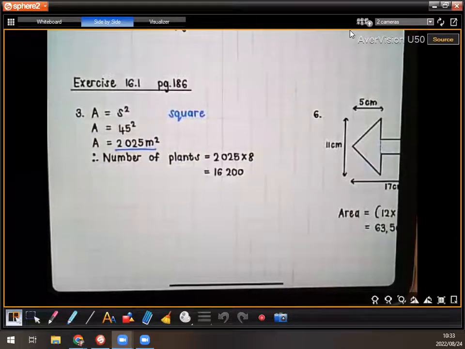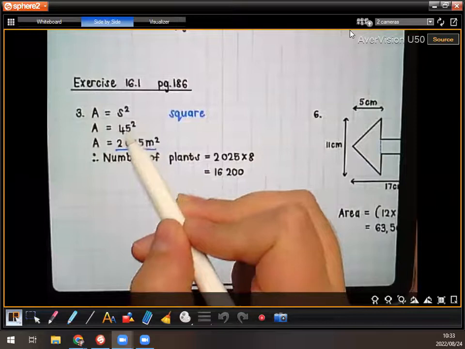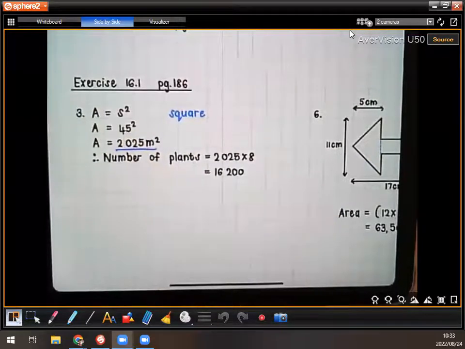So it was a square field, all right? They told you that the size of that field was 45 meters. So you're going to do 45 squared, right? Punch it in on the calculator, that's fine. 2025 square meters. So guys, can you imagine 2025 little blocks of squares? That's the field. Now there are 8 plants on each of those little blocks. So how many plants are they going to be?